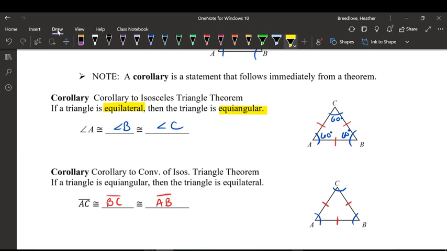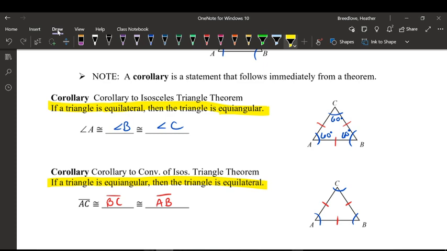So if a triangle is equiangular, then the triangle is equilateral. If a triangle is equilateral, then the triangle is equiangular. Those just always go together. And if it's equiangular, it's 60 degrees. The side length, well, never mind. I'm not going to say that. That might just be confusing.